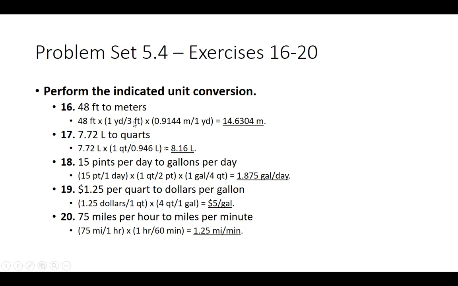To get feet to yards, we would have to have feet on the bottom and yards on top. That's going to be 1 yard over 3 feet. And then to get yards to meters, we could use our 0.9144 meters over 1 yard. Meters on the top, yards on the bottom. First, the feet cancel, then the yards cancel, leaving us with meters. The math would be 48 times 1 divided by 3 times 0.9144 divided by 1, and we get 14.6304.